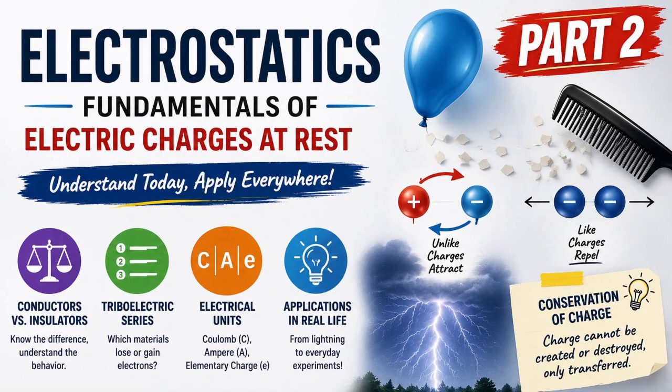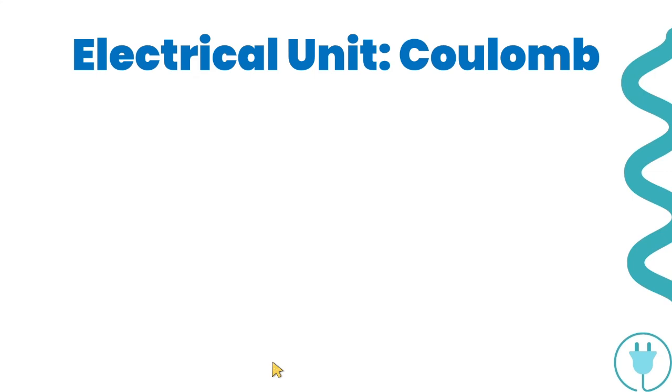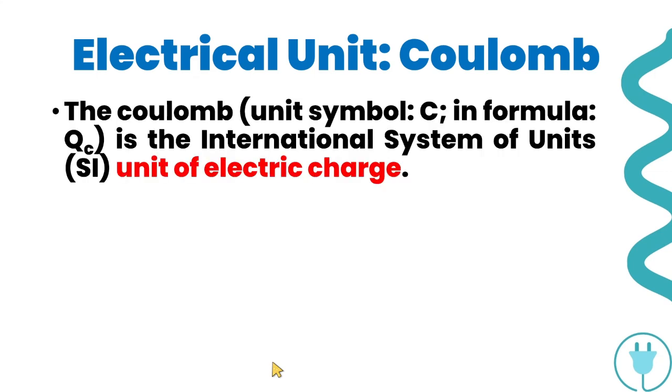Now, we are in part 2 of our discussions about electrostatics, fundamentals of electric charges at rest. We'll now take a look at the units that are used in the study of electrostatics. First one is the unit of Coulomb. Coulomb, or the unit symbol C, where in formula it is letter Q sub C, is the International System of Units unit of electric charge.